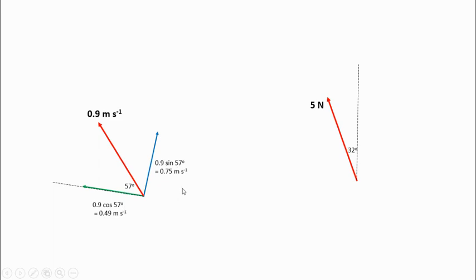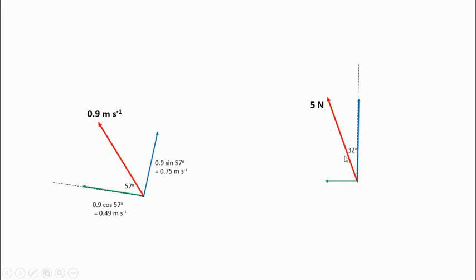If you want to check if you are right, imagine you had these two perpendicular vectors to add. To find the resultant, you would use Pythagoras. So you would say 0.75 squared plus 0.49 squared equals r squared. Work it out. You'll see that you get back 0.9 as the size of the resultant.